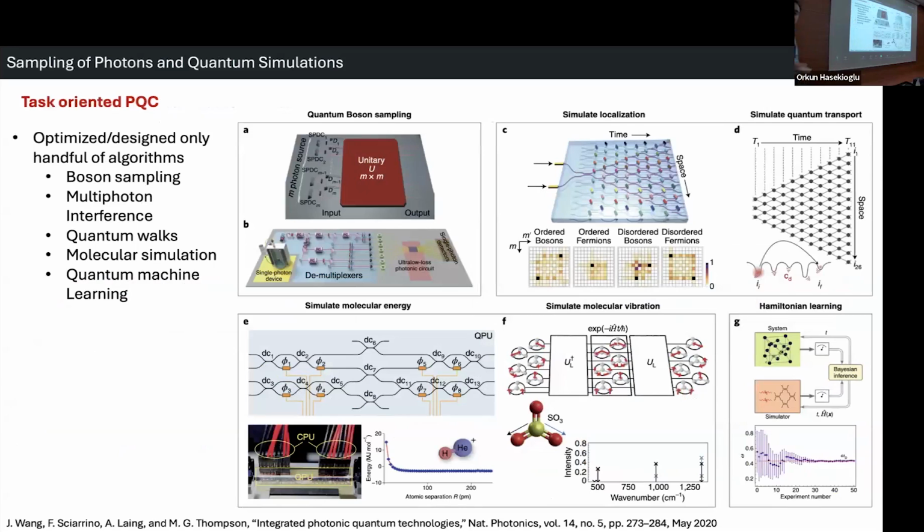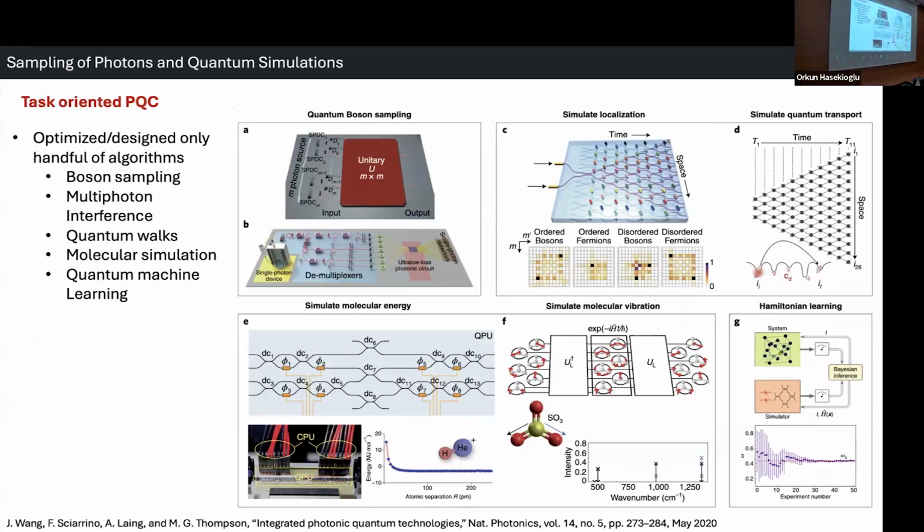But then again, what can you do with, like I said, specific-purpose, task-oriented quantum photonic computers? For example, you already saw boson sampling. You can simulate localization with the boson sampling system. You can simulate quantum transport, and simulate the molecular energy changes of some system, vibrational changes also.